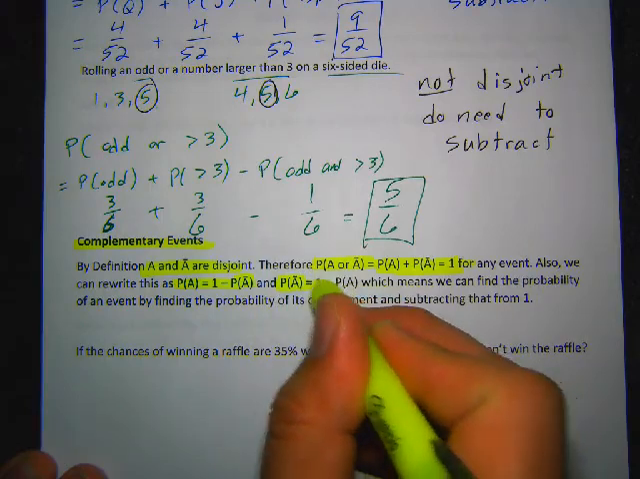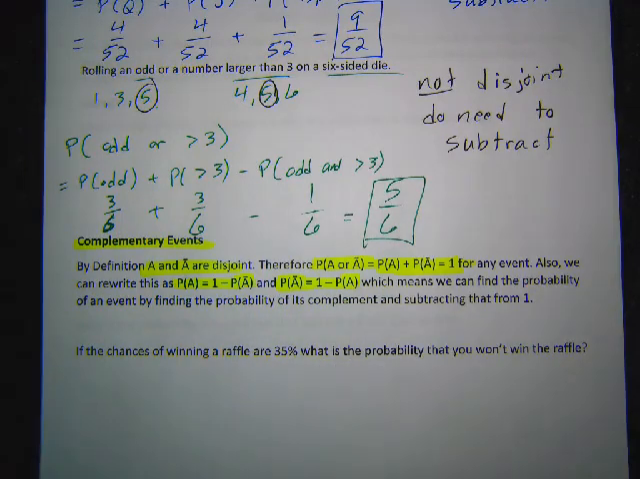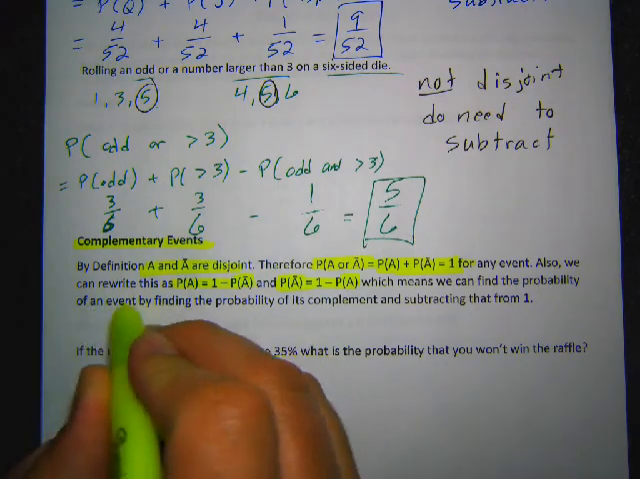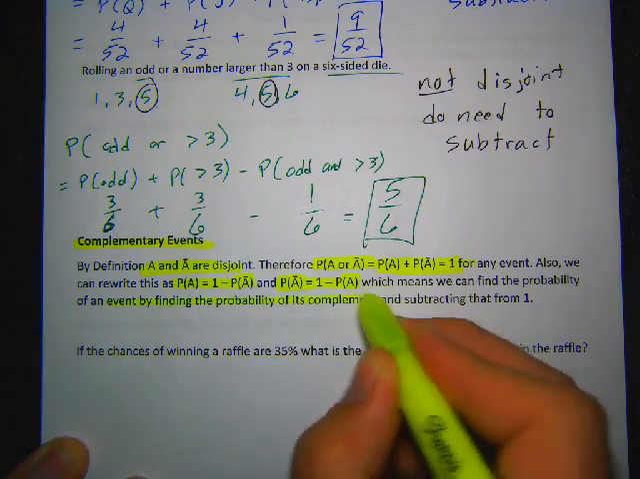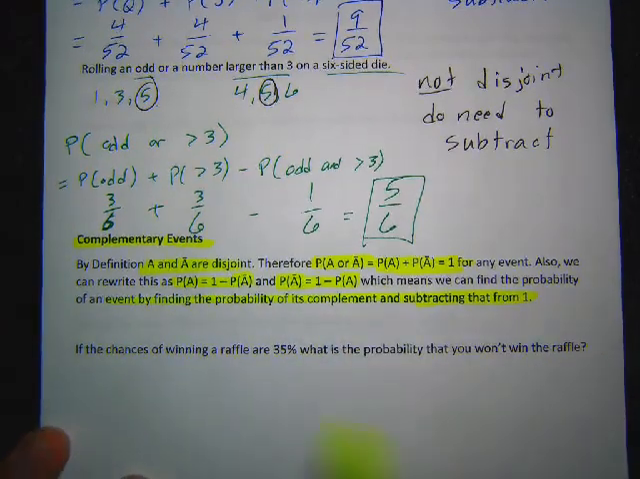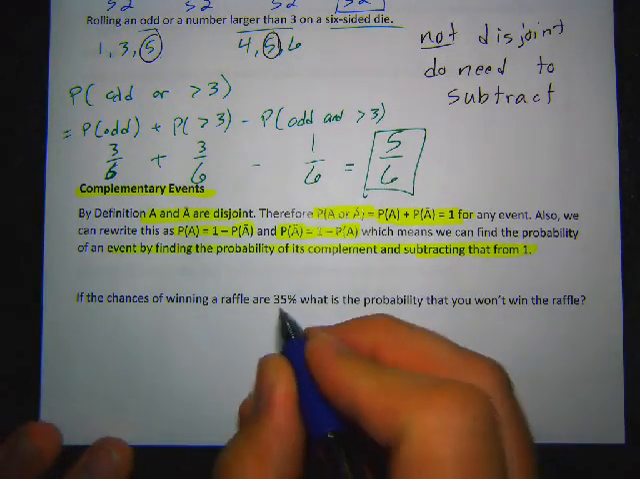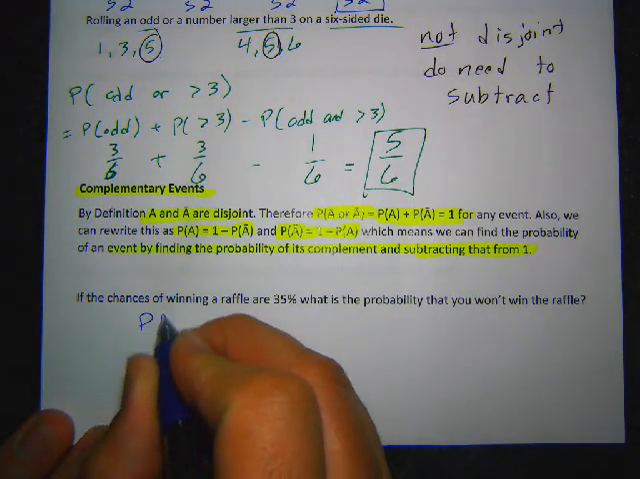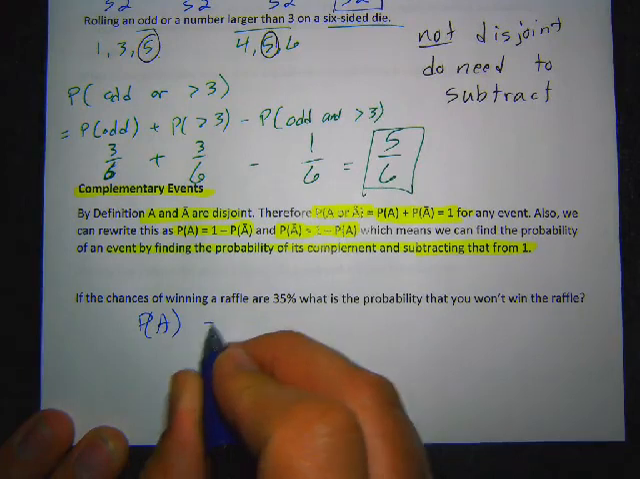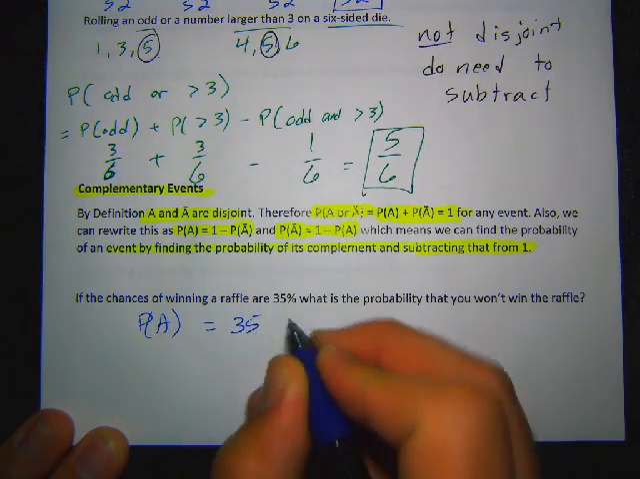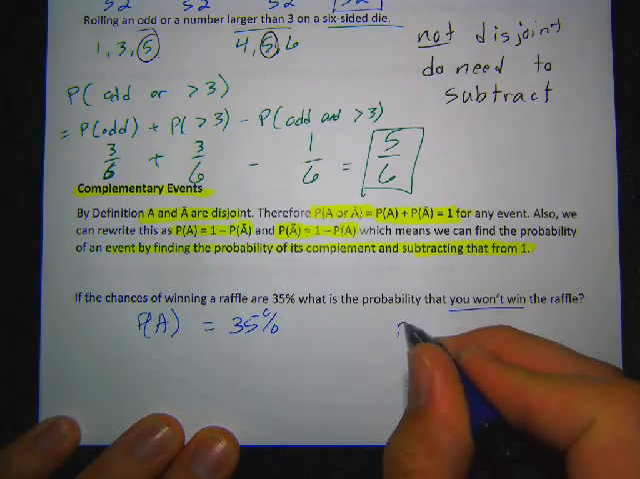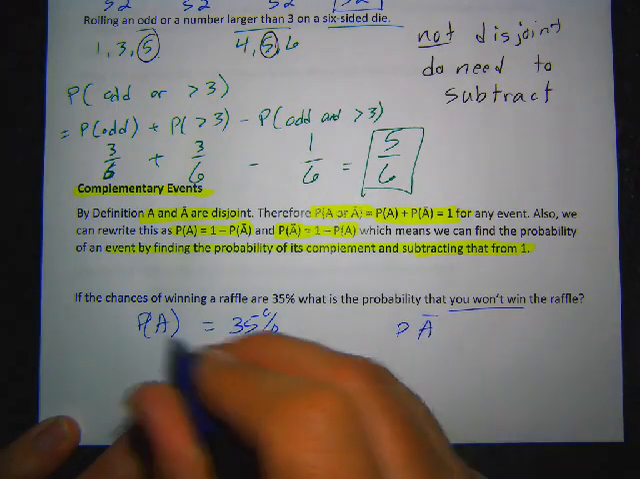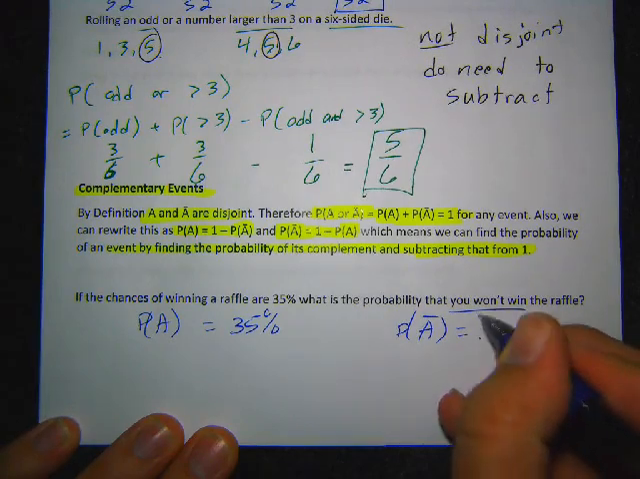A lot of times we'll look for a situation where it might be easier to find the opposite and then find the answer. So find the probability of an event by finding the probability of its complement and subtracting from 1. So that's what we'll do down here. This problem says the probability of A winning is going to be 35%. They want to know the probability you won't win. So what's P of A complement? Because the opposite of winning is not winning. How do we find that?